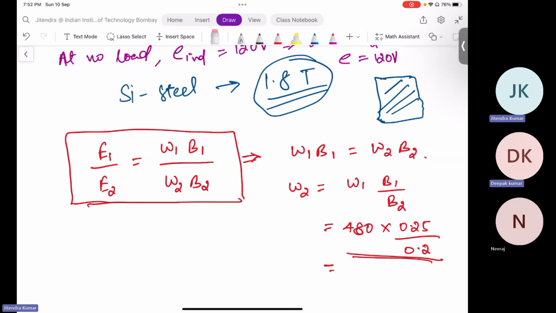Sir, 600 radian per second. 600 radian per second. Any doubt in this point?